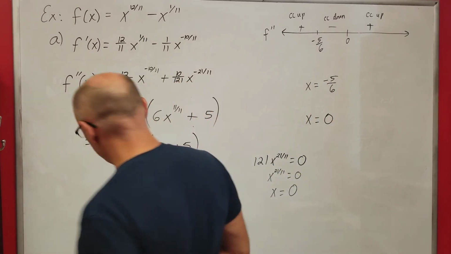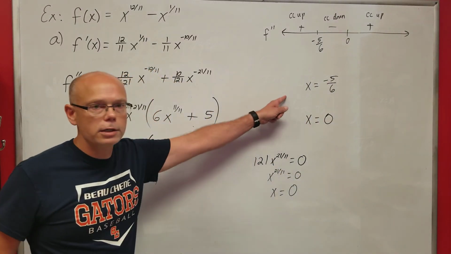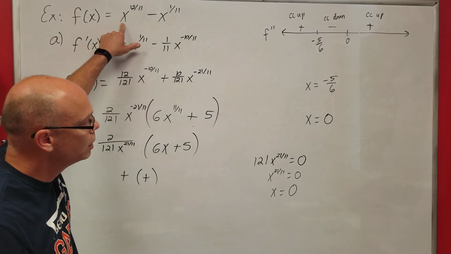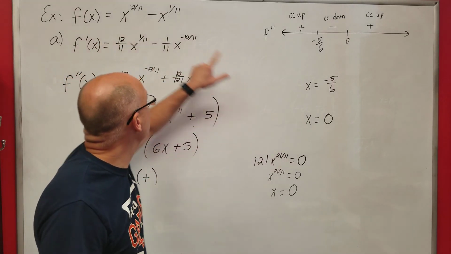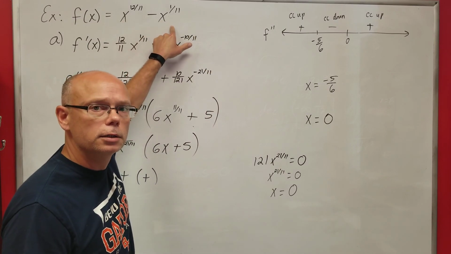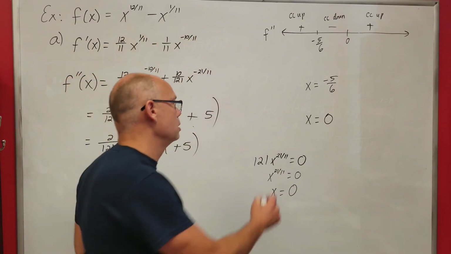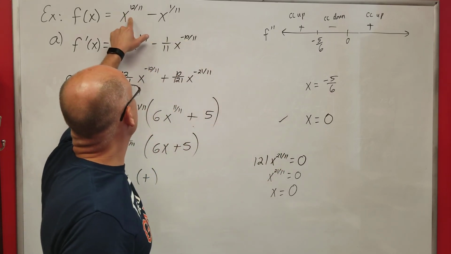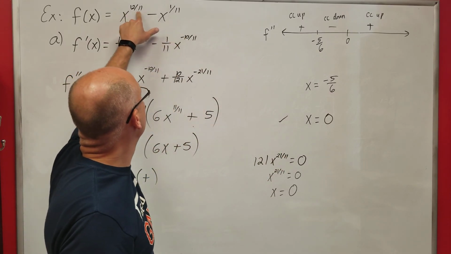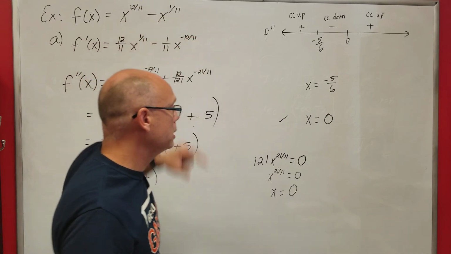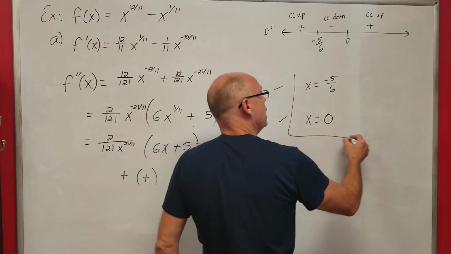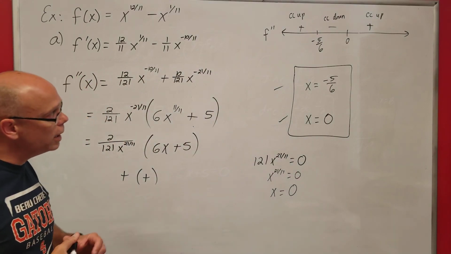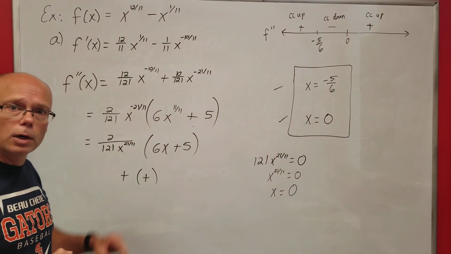Now be careful. These are inflection points as long as my original function is defined there. Can I plug 0 into this original function and be defined? Yes, so that one works. What about negative 5/6 if I plug it in here and here? Yeah, that'll work. So both of these are x values of inflection points. They're not the whole inflection point, they're not the x and y, but they are the x values of it.